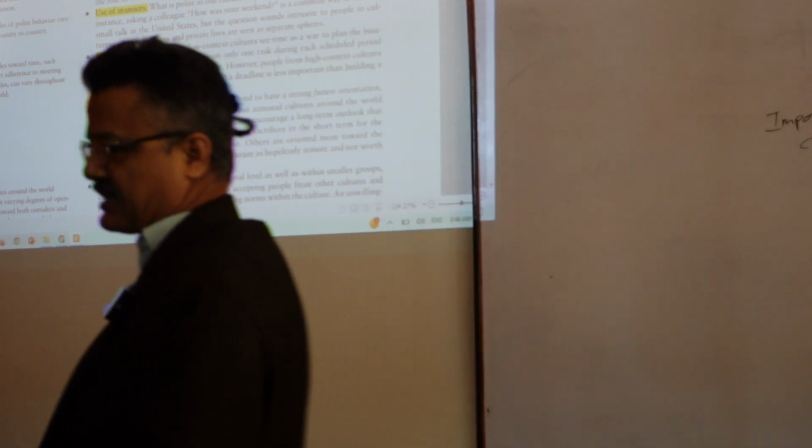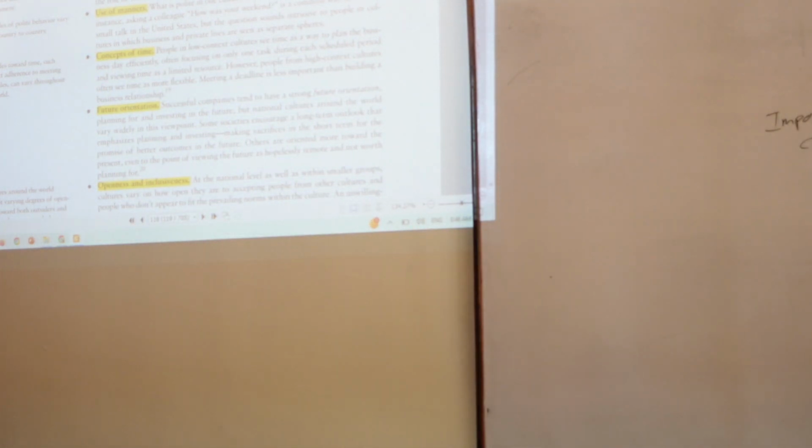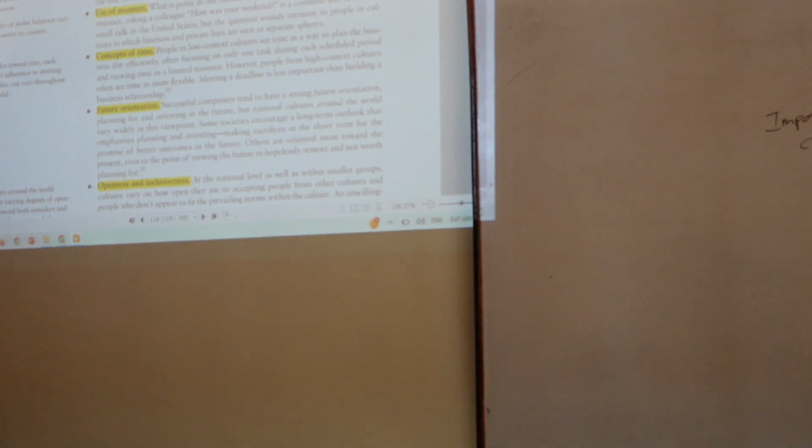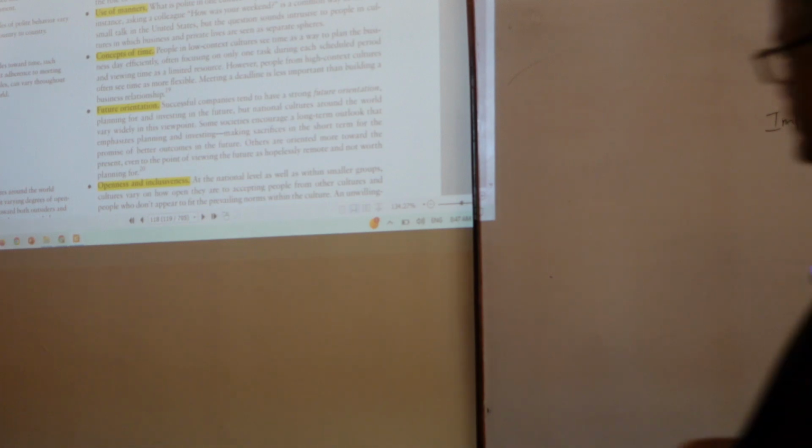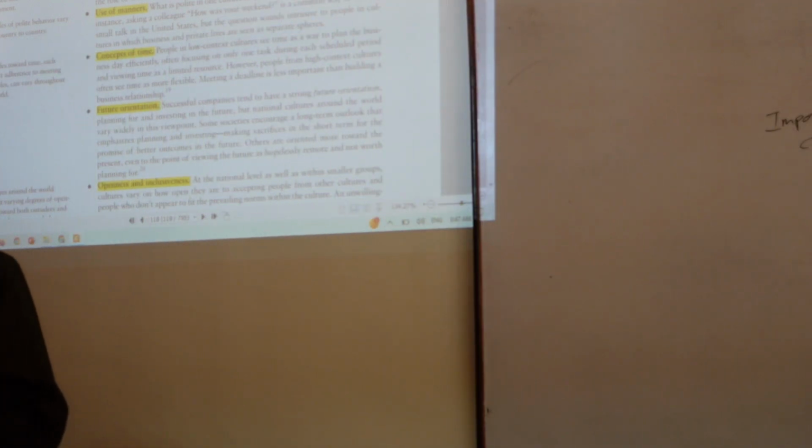In the same way, you have future orientation. Nepali people are more about past and present. Americans are more about future. They think about tomorrow. We think more about the past. What happened yesterday, right? Our parents. Openness and inclusiveness. Americans, Europeans, for example, are more open. They can easily talk about sex, for example. Yesterday, I happened to say something, we were embarrassed, right? So we are less open. In this class also, some of you are more open. Some of us are less open, right?